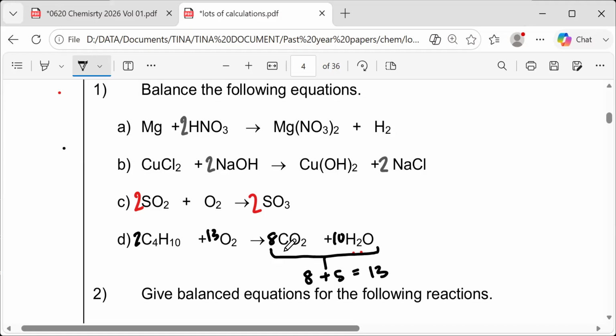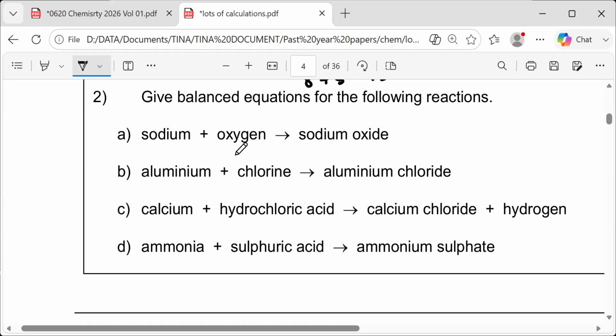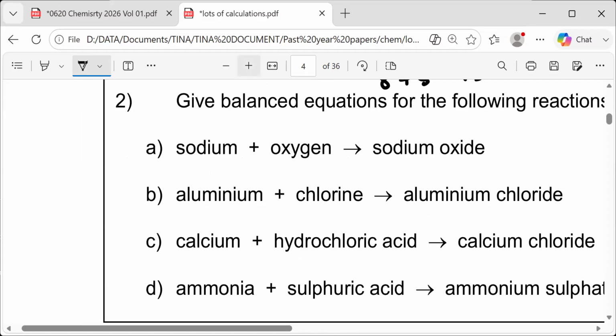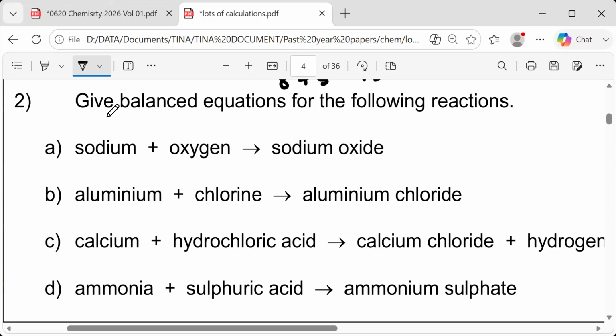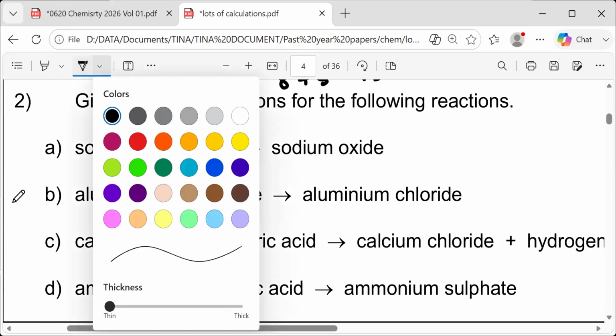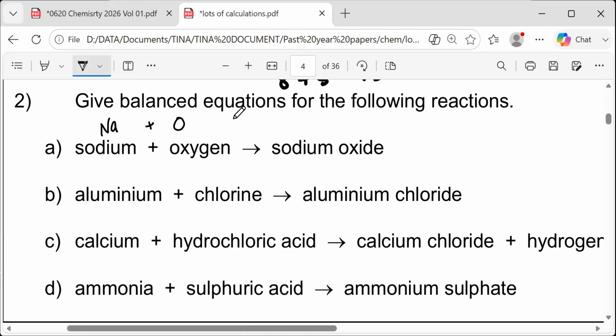All right. So this one you might not be able to do it here. You might need to do it in your exercise book or somewhere empty because you have to write down the equation first. Okay, now don't forget what I taught you initially. Sodium is just Na. Oxygen is O2. And then you must find the correct formula for sodium oxide. Na2O. How do you know? You just learn it. And then only you balance it. Get it? Do you understand? Okay, do it the same for B, C, D.